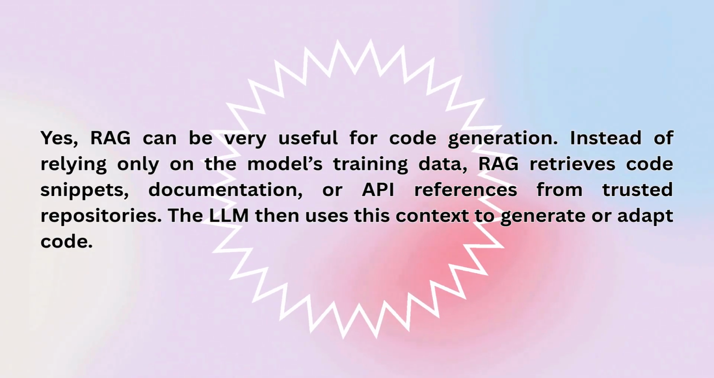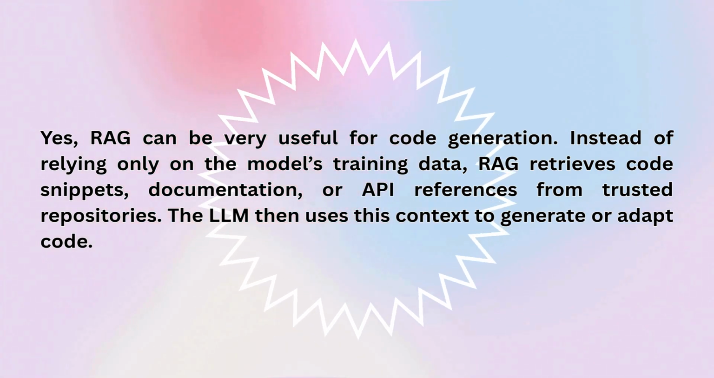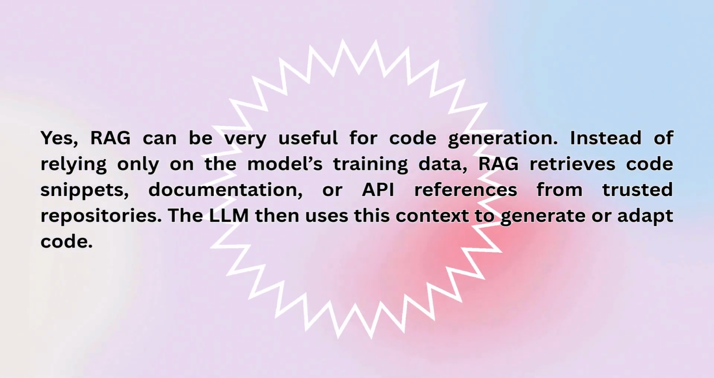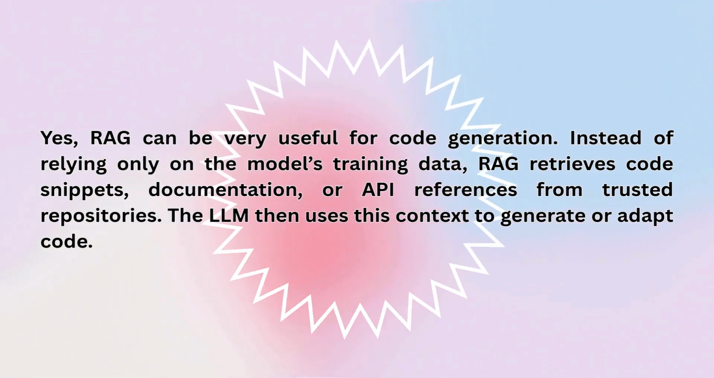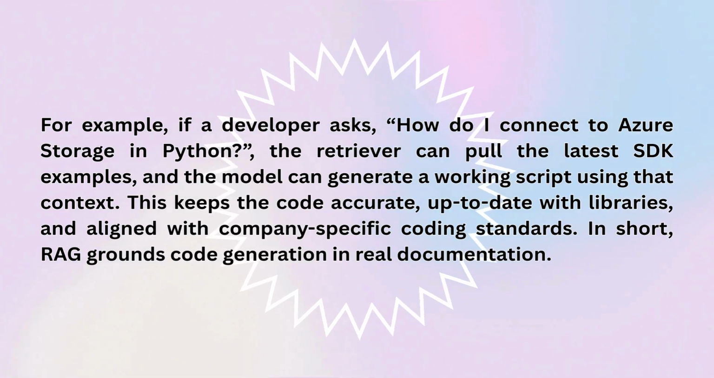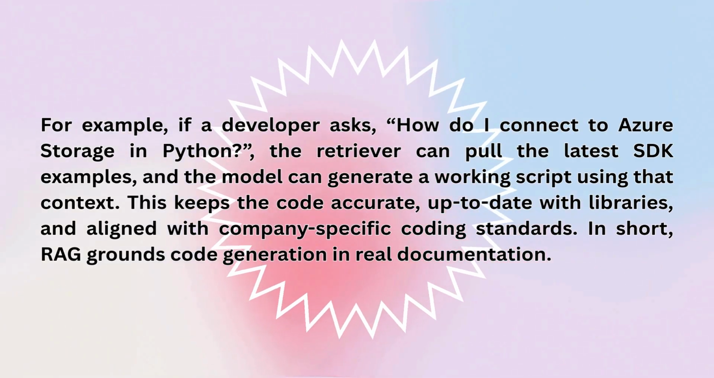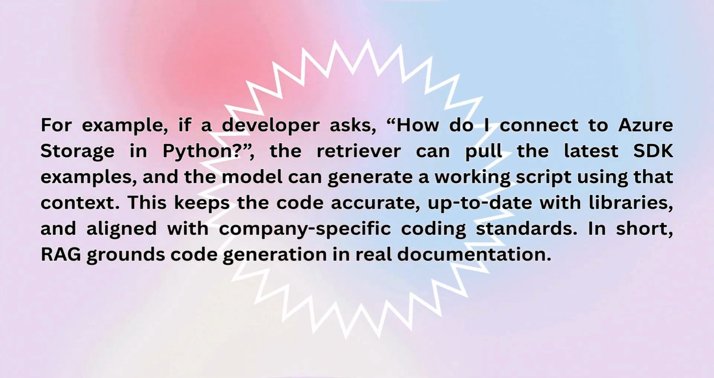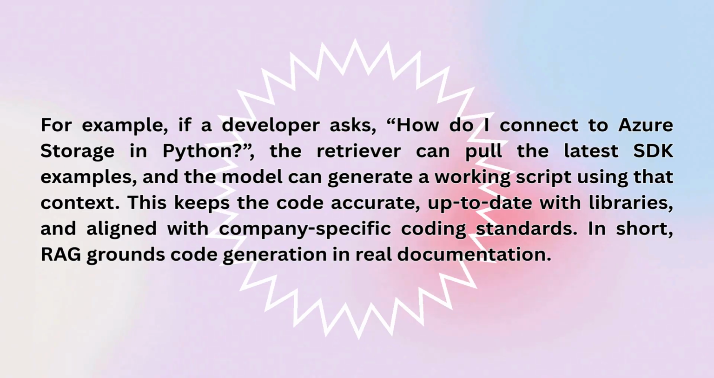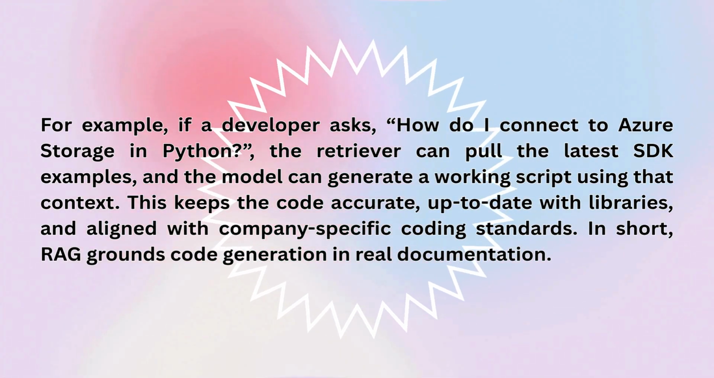Instead of relying only on the model's training data, RAG retrieves code snippets, documentation, or API references from trusted repositories. The LLM then uses this context to generate or adapt code. For example, if a developer asks, "How do I connect to Azure Storage in Python?" the retriever can pull the latest SDK examples, and the model can generate a working script using that context. This keeps the code accurate, up to date with libraries, and aligned with company-specific coding standards. In short, RAG grounds code generation in real documentation.